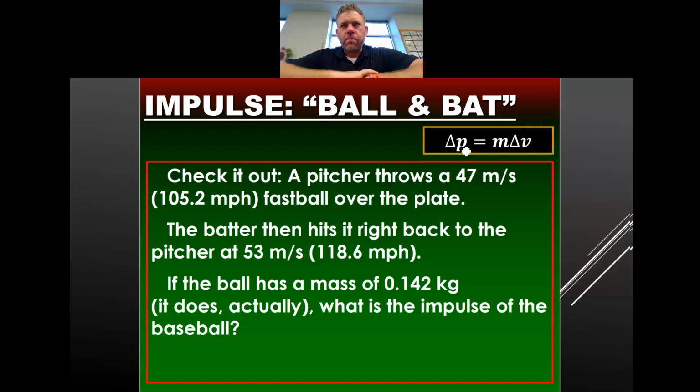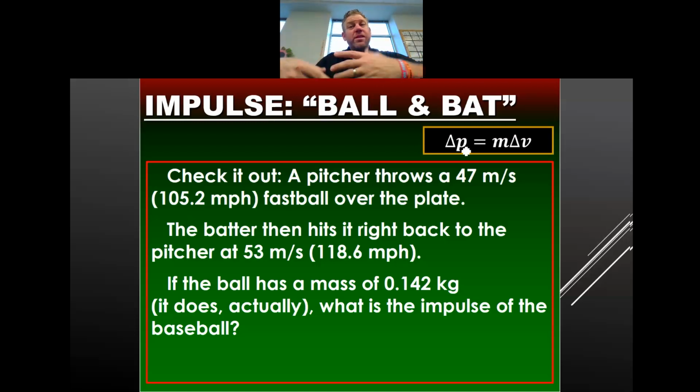Ball and bat problem. A pitcher throws a 47 meter per second fastball over the plate. It's about 105 miles per hour. The batter then hits it right back to the pitcher at 53 meters per second, which is about 120 miles per hour. If the ball has a mass of 0.146 kilograms, which is the mass of a baseball, what is the impulse of the baseball? Here's what I want you to think about. Directionality matters so incredibly much. The pitcher is throwing it that way, the batter is hitting it the other way. Because they're in opposite directions, this impulse should be huge. We're going from 105 miles an hour that way to 120 miles an hour that way.